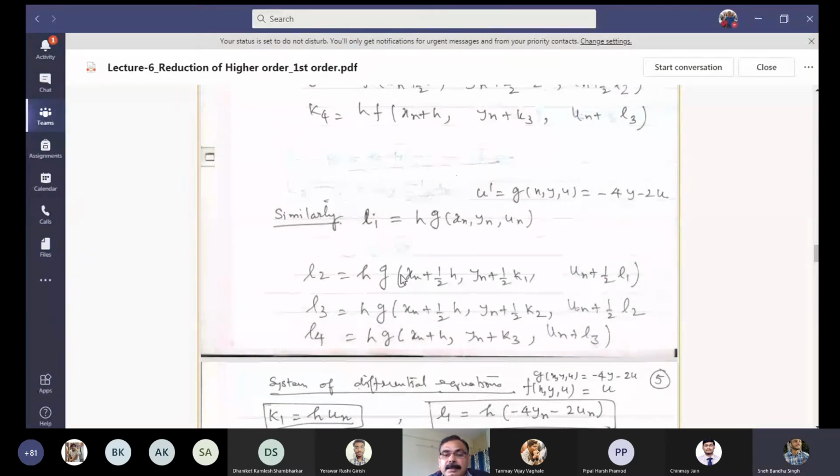Yes, sir. Okay. L3 is again written exactly like that. The only difference is that it is replaced by g. L4 is also written like this.